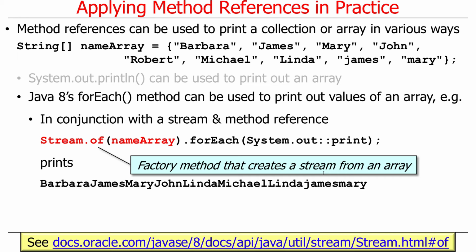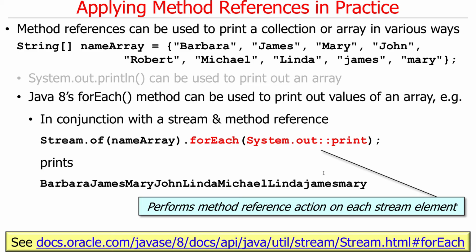So we convert name array from an array into a stream, and then we call the forEach method on the stream, which is, as we'll see later, a so-called terminal operation, which will then perform the action that's passed in as a parameter on every element in the stream. And in this particular case, we do System.out::print. So System.out is going to refer to an object. Right? It's an object. It says an object here. And then we're going to go ahead and print the value of each element to the screen. And that'll produce this output.